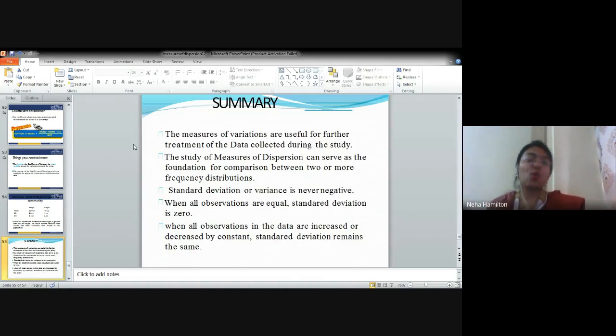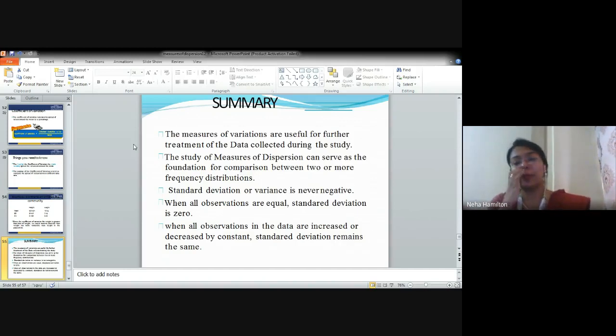Standard deviation or variance is never negative. If your answer is coming in negative, please check it again. It cannot happen because we are squaring it, and then we are taking the square root. So how can your answer be negative?